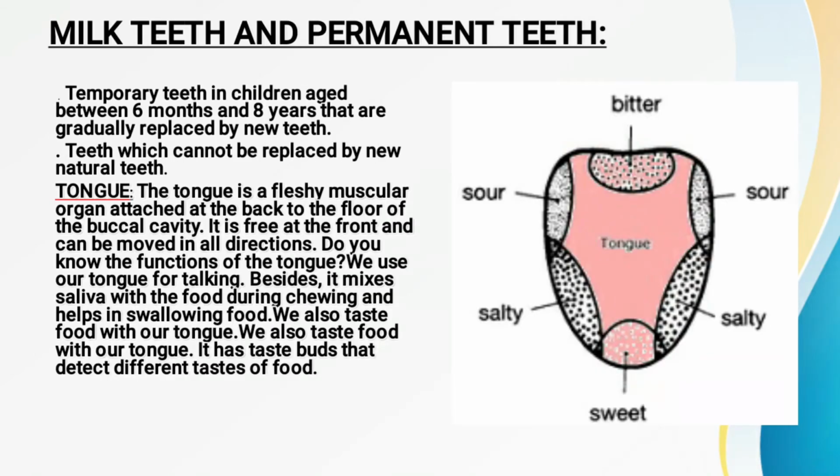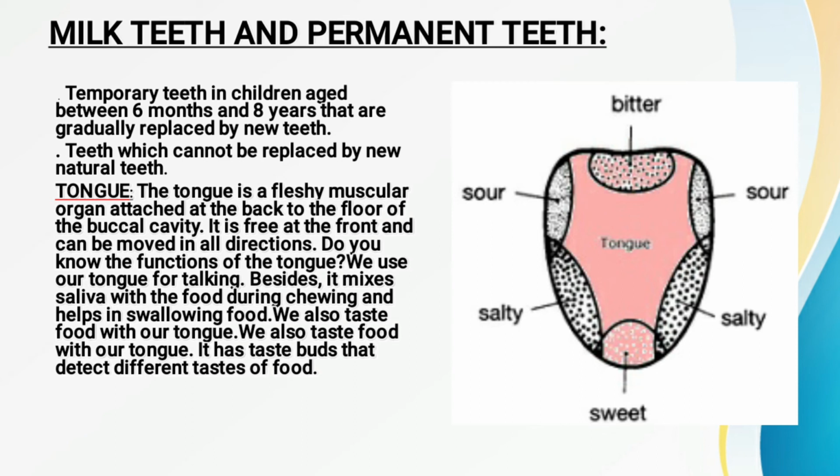Fine. Now the next thing we have to study is milk teeth and permanent teeth. All of you are familiar that milk teeth are called temporary teeth, and all of you know that permanent teeth come when we are adults, when we are not children. Milk teeth are present in children in the age group of 6 months to 8 years. So children in the age group of 6 months to 8 years have milk teeth, and milk teeth are also called what?